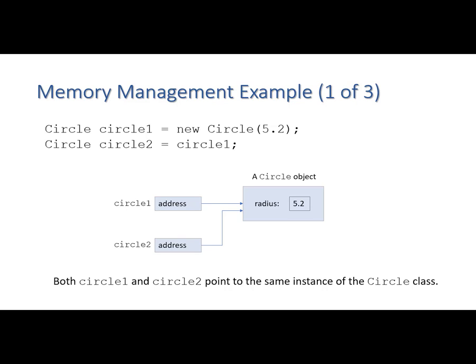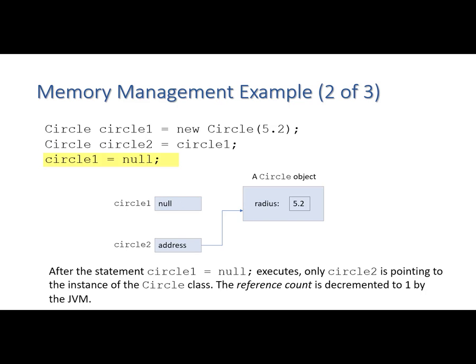In this example, we have one circle object that is referenced by two different reference variables. Both circle1 and circle2 refer to the circle object with a radius of 5.2. Therefore, the reference count is 2. When the circle1 object's reference is changed to null, the reference count is decremented to 1. The circle2 object variable is still referencing the circle object.